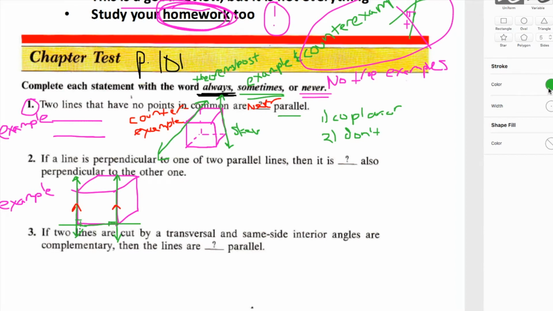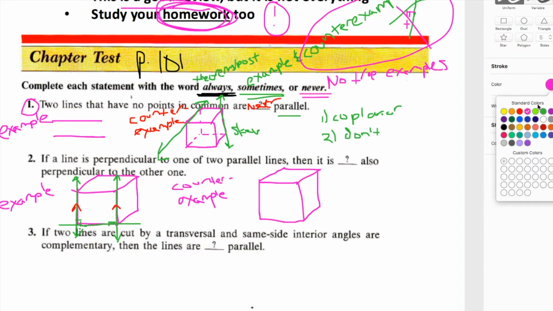But can we think of a counterexample? And here I drew my cube. If you're in my class, I would like to see on assessments you guys drawing out the cube. I think it's a helpful trick to do, okay?